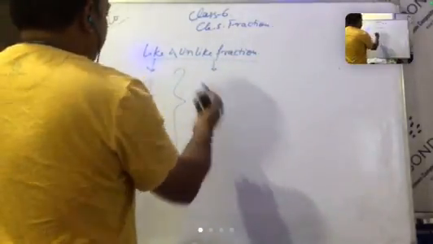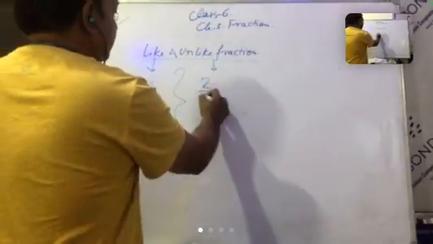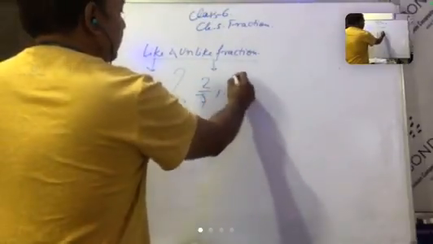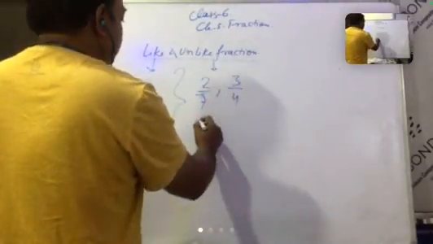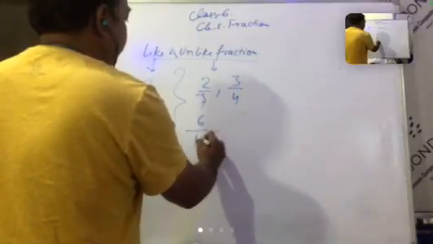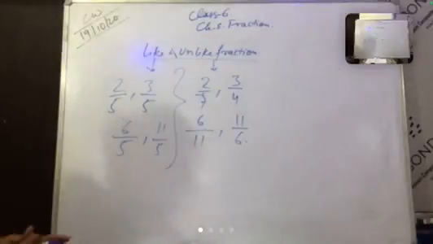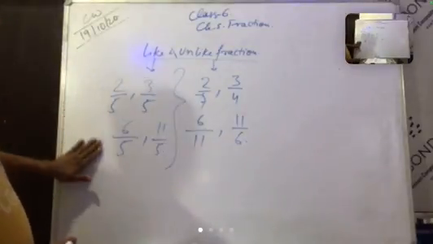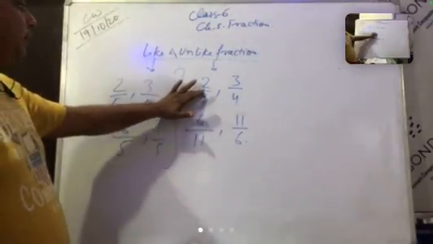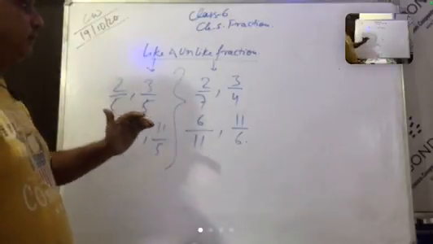Unlike fractions are those where the denominators are different, like 2 upon 7, 3 upon 4, 6 upon 11, 11 upon 6.